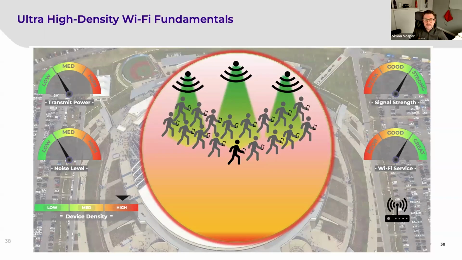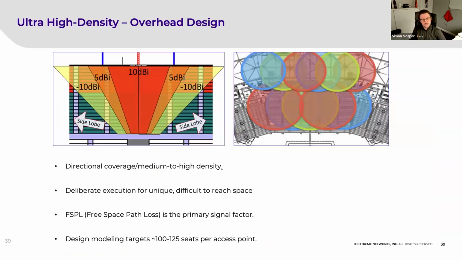Yes, we can do it with overhead. We would do it with under-seat where possible, but we know that's not always possible, right? The construction requirements and space requirements mean it's not possible in every stadium. So sometimes we have to do things a little bit differently and do an overhead deployment. How does that work?